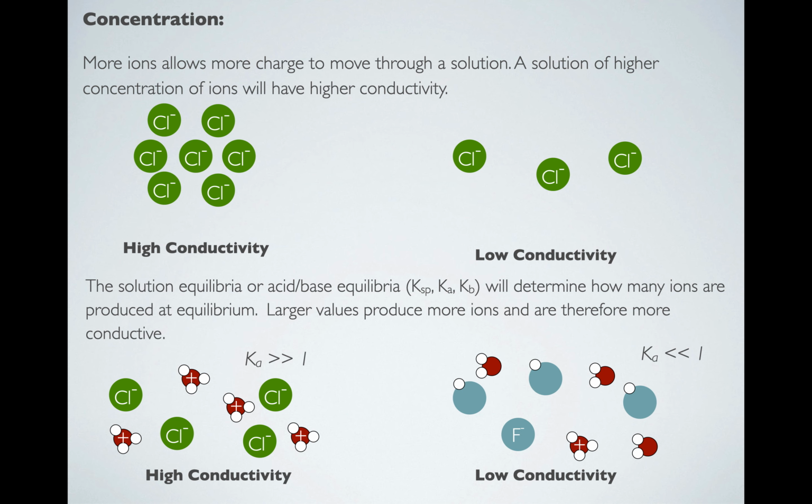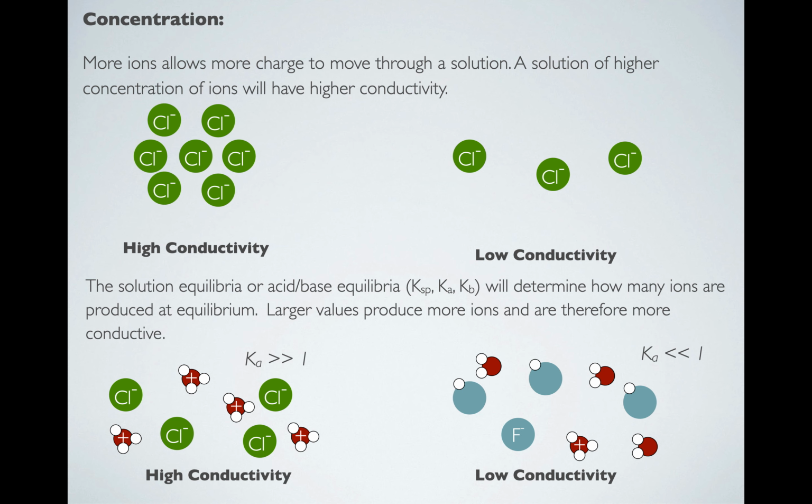Okay, so let's go into these factors that could affect the conductivity. So the concentration. So more ions will mean that more charge can move through a solution. So a solution of higher concentration of ions will have higher conductivity. So on the left, I've got high conductivity with a lot of ions. On the right, a smaller amount of ions, low conductivity.